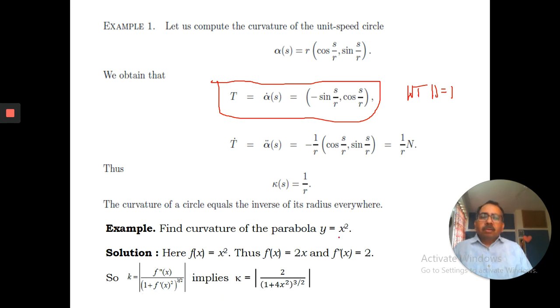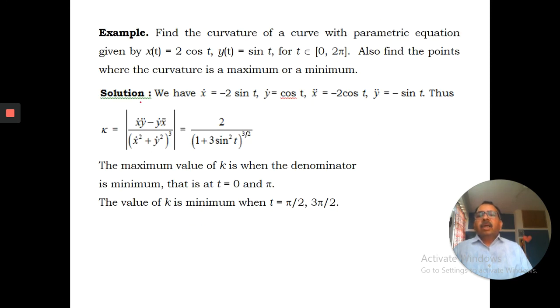So here now we have the parabola y equal to x square. So the previous formula is not applicable to compute curvature. So we use this formula, kappa equal to f double dash x over 1 plus f dash x square to the power 3 by 2. So substituting the values, we get the curvature is this.